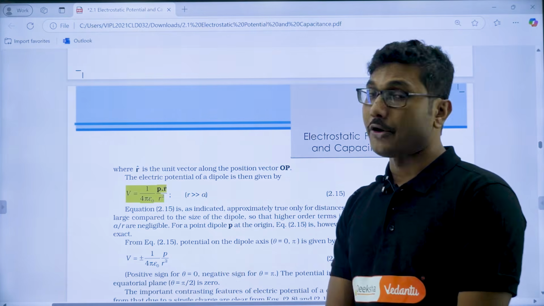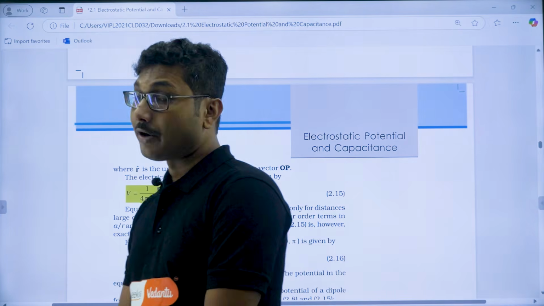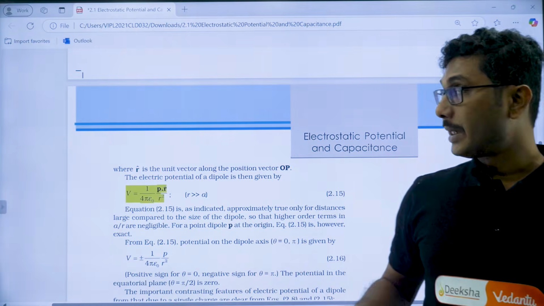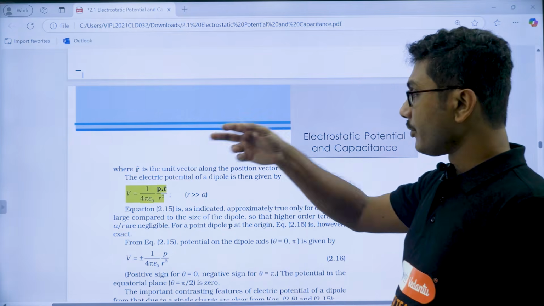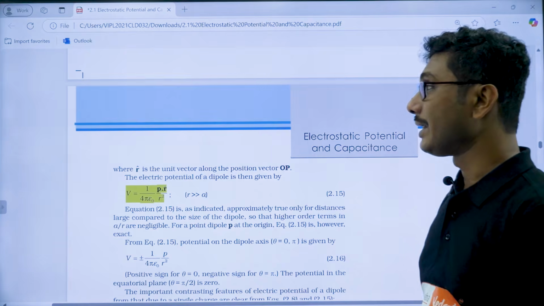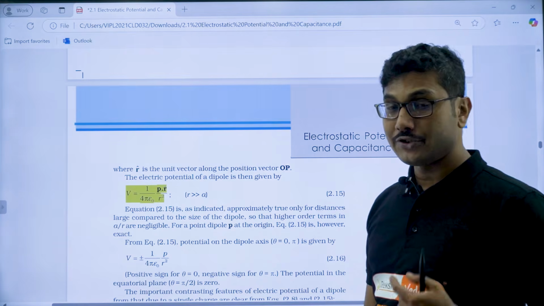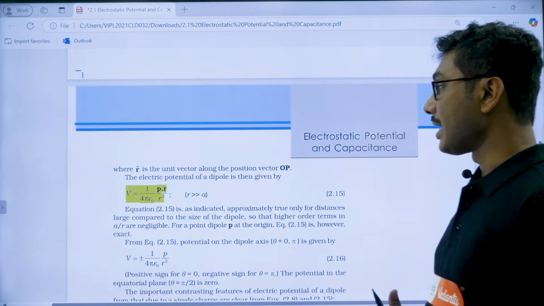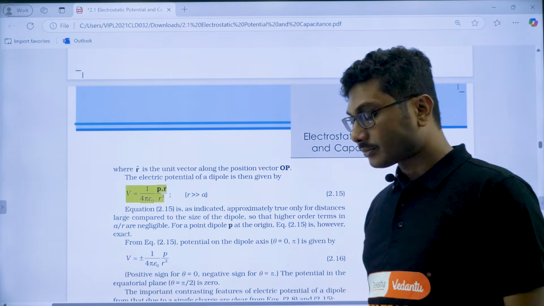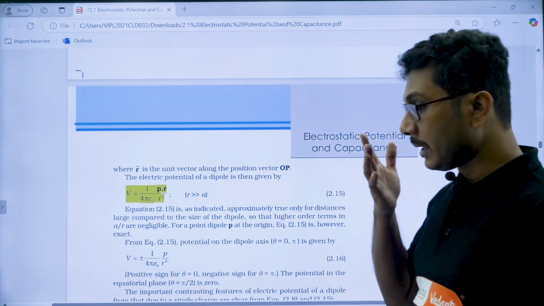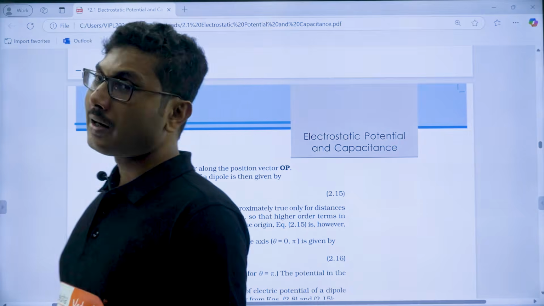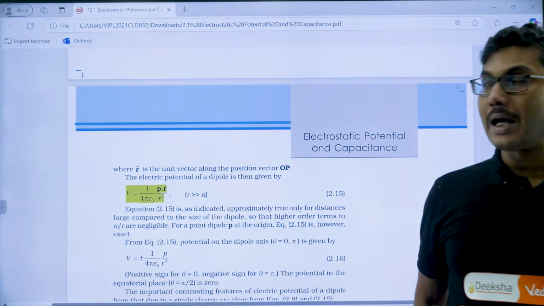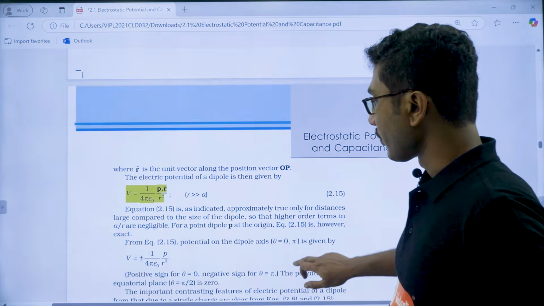This is also a point of question for KCET, not for PU board. PU board generally has chapter-wise questions, but this question was once asked: the electric field and electric potential for a dipole go as 1 by r cube for the electric field and 1 by r square for the electric potential. So be careful. Normally for a single charge it is 1 by r square and 1 by r, but for a dipole it is 1 by r cube and 1 by r square. Let us move on.